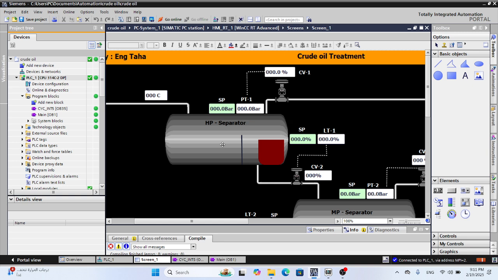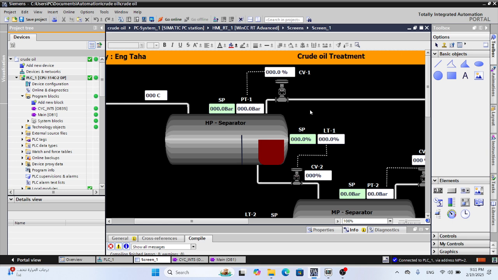So, understanding the separation process: why do we need separation? When crude oil comes from the well, it doesn't come as pure oil. Instead it is a mixture of crude oil, liquid hydrocarbon, natural gas and water. So we need to separate these components to process and transport the crude oil efficiently. So these are the steps we will use to separate this mixture.